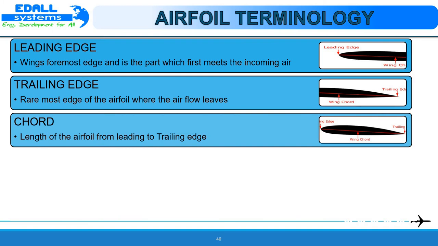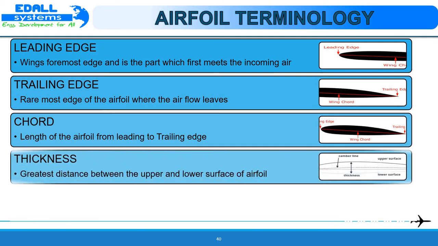Chord is the length of the airfoil from leading edge to the trailing edge. It is known as the airfoil chord. This often varies down the span of the wing as the wing tapers from the root to tip. Thickness. The maximum distance between the upper and the lower surface is called the thickness.